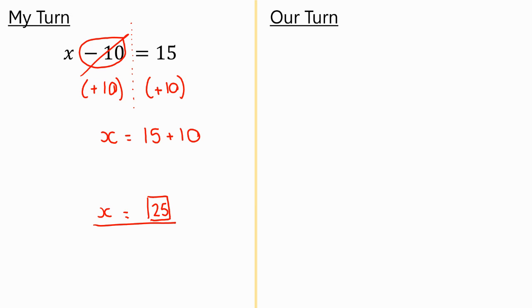If we think back to the very start of the first video, we talked about representing x as a heart or a question mark. So a heart take away 10 equals 15. What does that heart equal? That tells you that something take away 10 is 15. And we can see that that something has got to be 25. So that's just linking it back to how we started off at the very beginning.